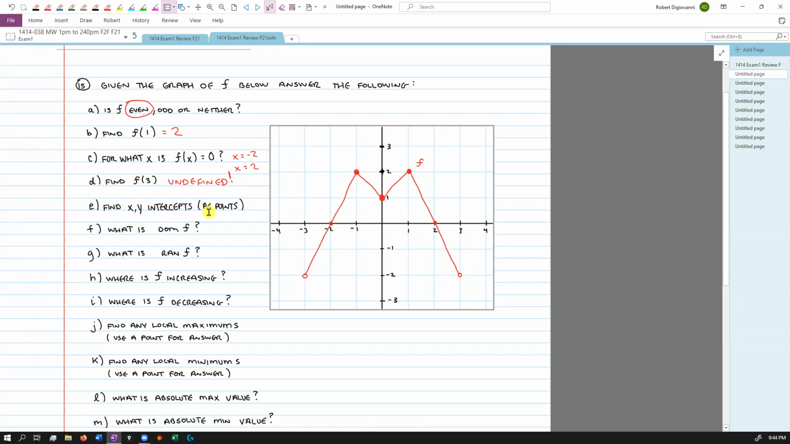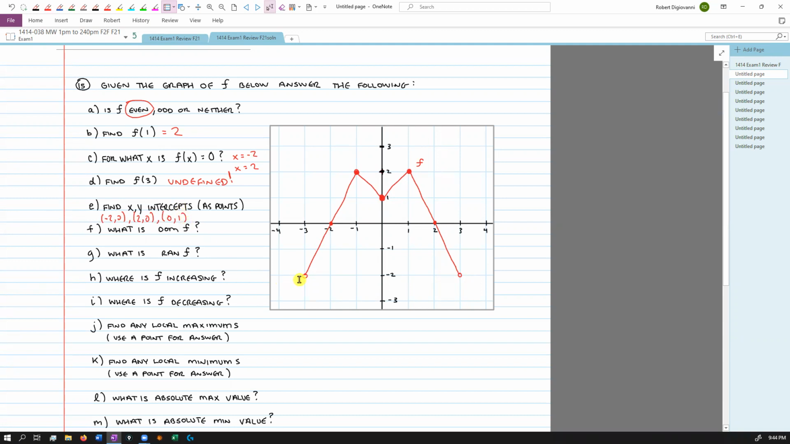Okay, find the x and y intercepts as points. So I have 2 x-intercepts and 1 y-intercept. So the x-intercepts are the point -2, 0. The other x-intercept is 2, 0. And the y-intercept is 0, 1.